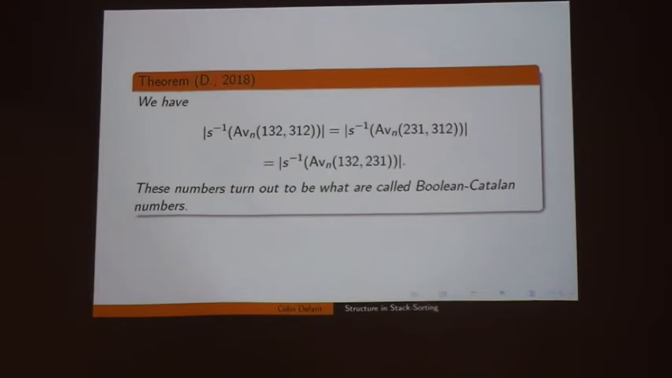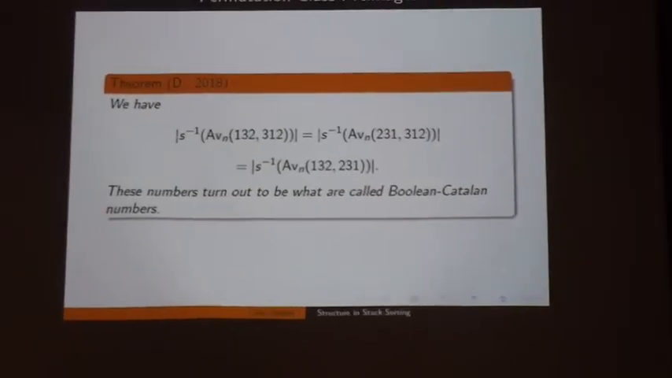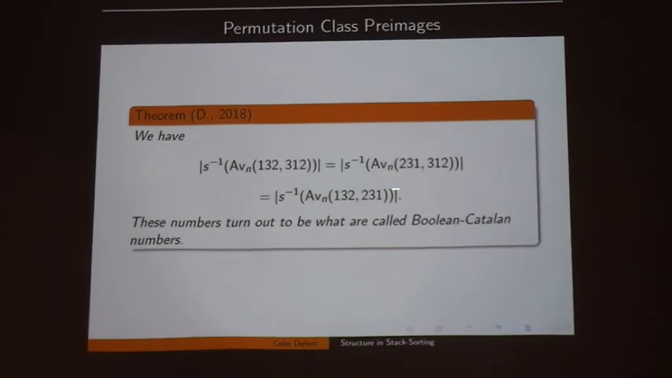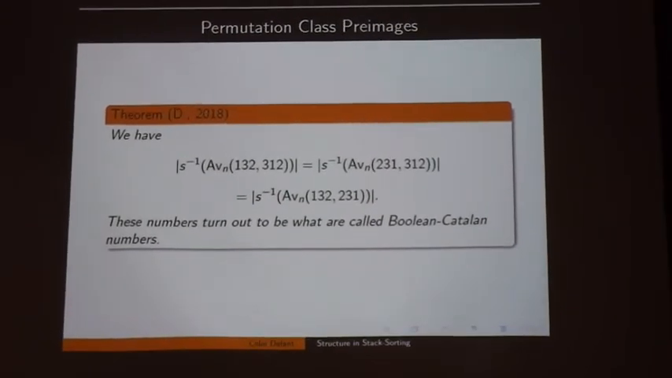Okay, so we can also look at these. I'm just picking out a few, since I've done a lot of these preimage set things. But we can look at these 3 preimage sets, and it turns out they're counted by the same numbers. This is not easy to see. I go through a really complicated argument to see why these are the same things. And these are counted by something called the Boolean Catalan numbers.